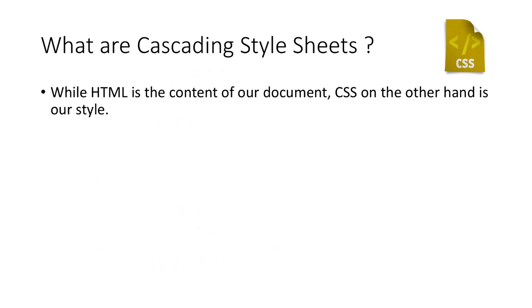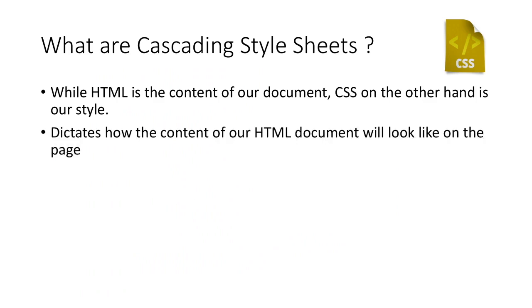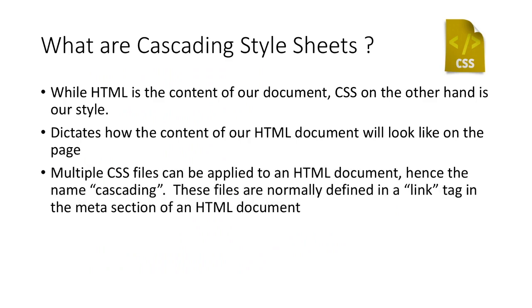So for example, let's say you had a dark theme and a light theme. You can have two different style sheets that have different definitions, and interchange them in and out to show the style of the page. So as we said, HTML dictates the content of the document. You can have multiple CSS files applied to the document, hence the name cascading.